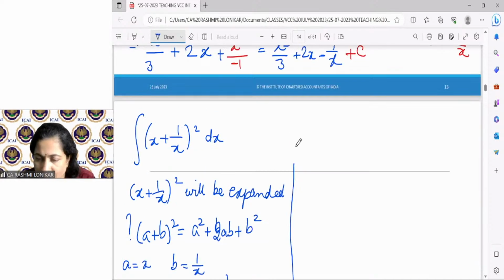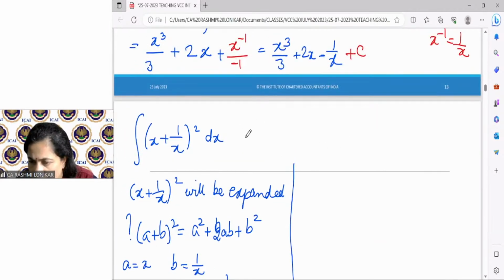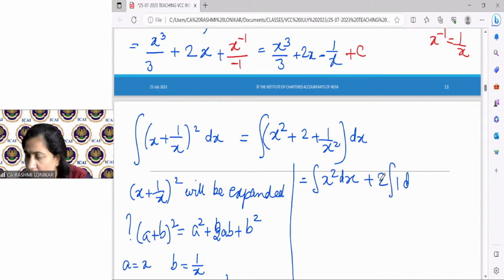Now I have found this expansion. What is this? This is equal to (x plus 1 upon x) the whole square. Now I will use that. So I get this to be equal to integral of x square plus 2 plus 1 upon x square dx. Now I will use this and form three different integrations. So this is equal to integral x square dx plus 2 integral 1 dx, because it's a constant, I can take it out of my integration sign, plus integral of 1 upon x square dx.